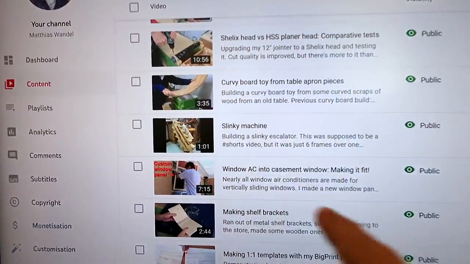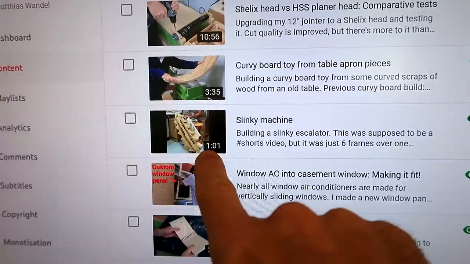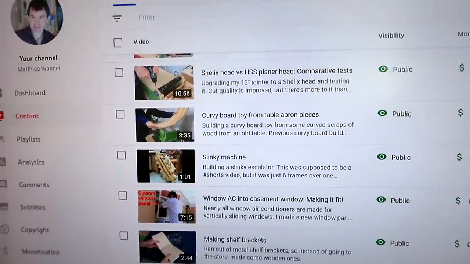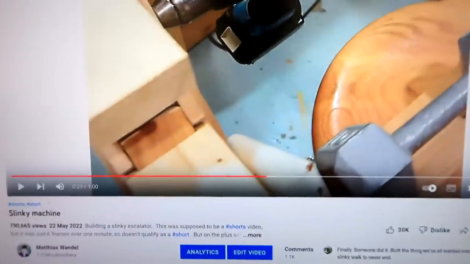The most recent short that I did was for my slinky escalator, and I barely got it down to 1 minute. But just before publishing it, I did one more tweak, and I screwed up. It ended up being just a fraction over 1 minute long. I thought it was odd that on the videos page it showed up as 1 minute and 1 second long, although on the view page it's only 1 minute long.